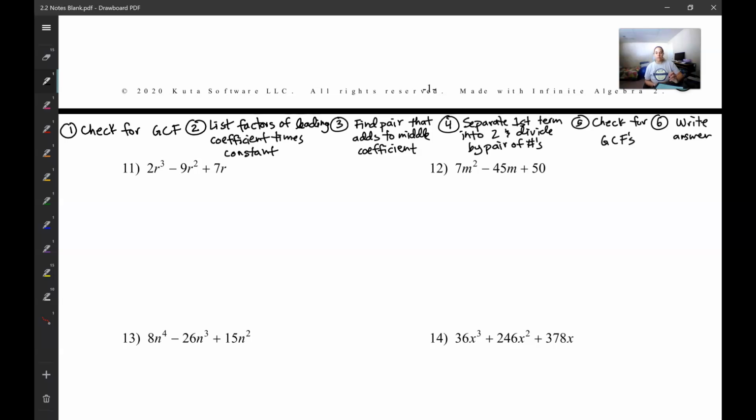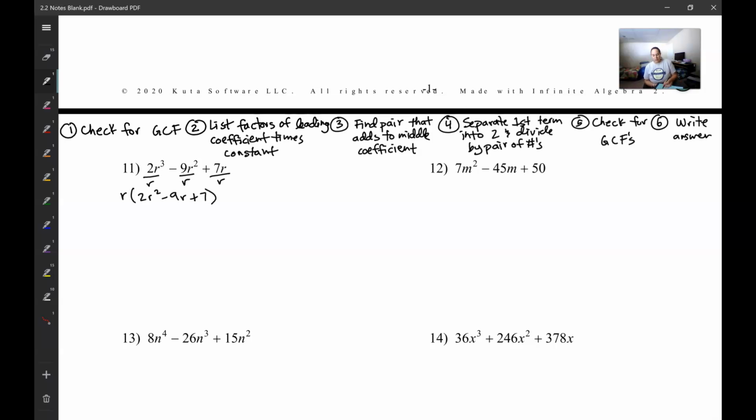Step 1, check for a GCF. Is there anything that all 3 of these have in common that I can take out? Well, yeah, they all have an R. So I'm going to take out or divide by an R. So I get 2R squared minus 9R plus 7. Just like that.